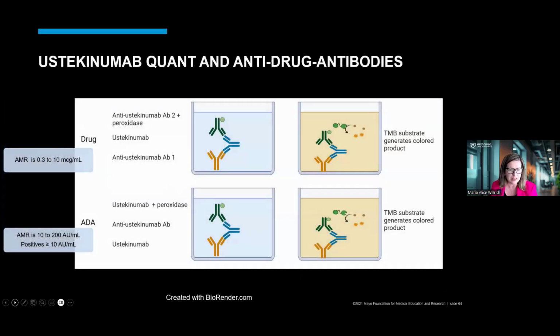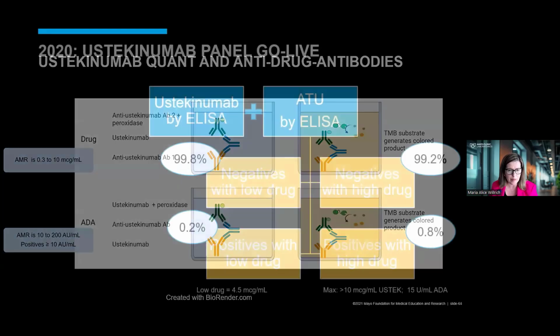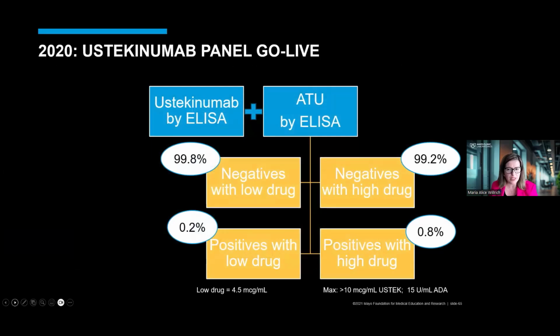Ustekinumab is an ELISA, and the tests are identical. They are both bridging assays, with only a difference in what's coated on the plate. Either you use ustekinumab-labeled forms or you use forms of an anti-ustekinumab to detect the drug. Ustekinumab is only available as a panel, and like vedolizumab, it has a very low immunogenicity rate of about 0.2% positives when you have very low drug, and 0.8% when you have a high concentration of drug.